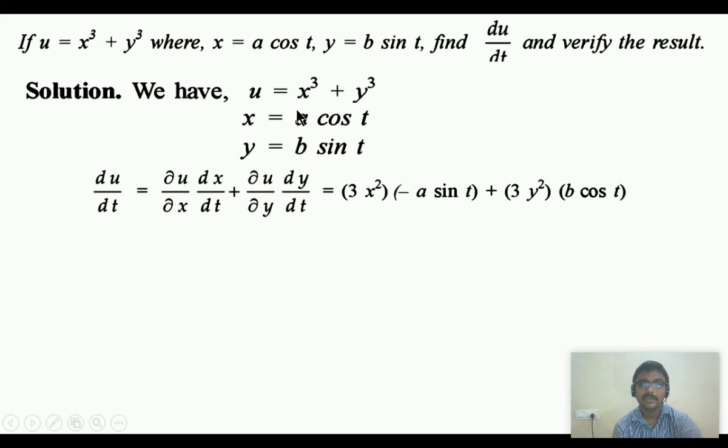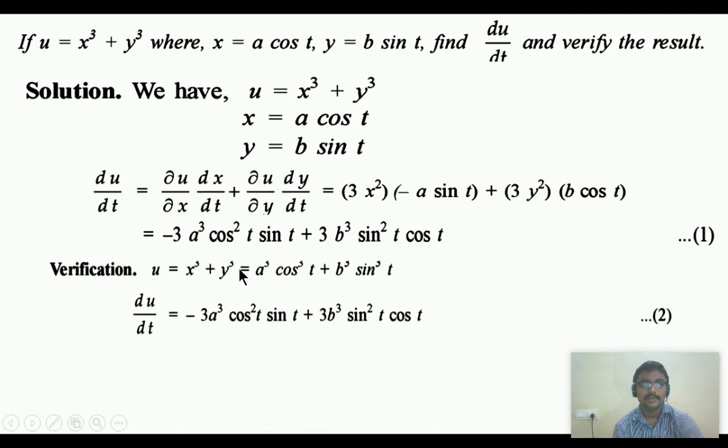Dou u by dou y means differentiating u partially with respect to y, we will get y cube derivative 3y square, x cube derivative 0. So these are the partial derivatives and ordinary derivatives computed using the given equations. So it is the value of du by dt. But here x is a cos t and y is b sin t. Substituting the values in this equation, we will get du by dt in terms of t. Let it be equation number 1.